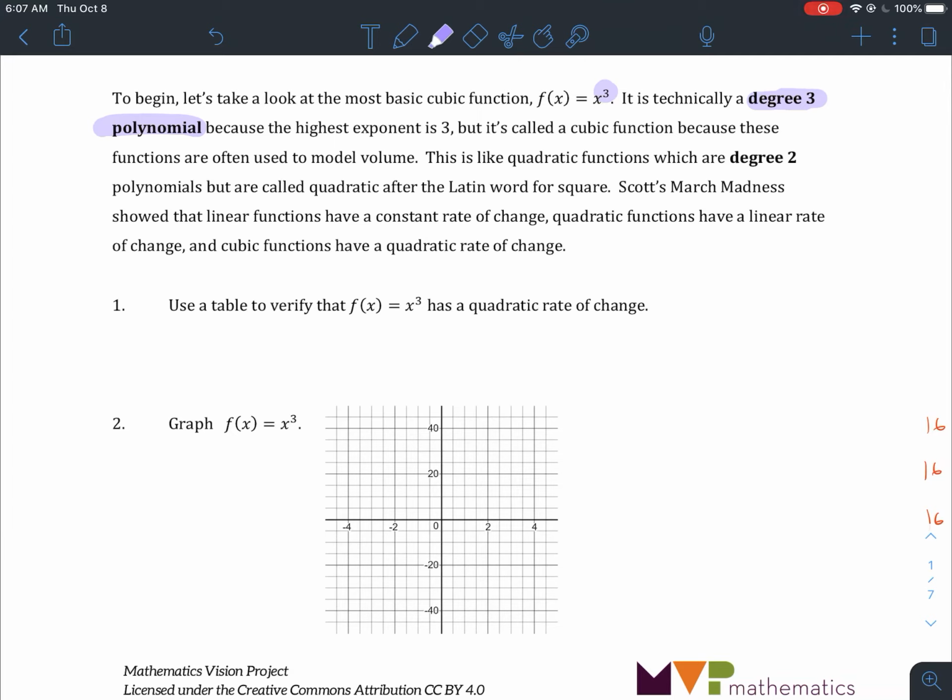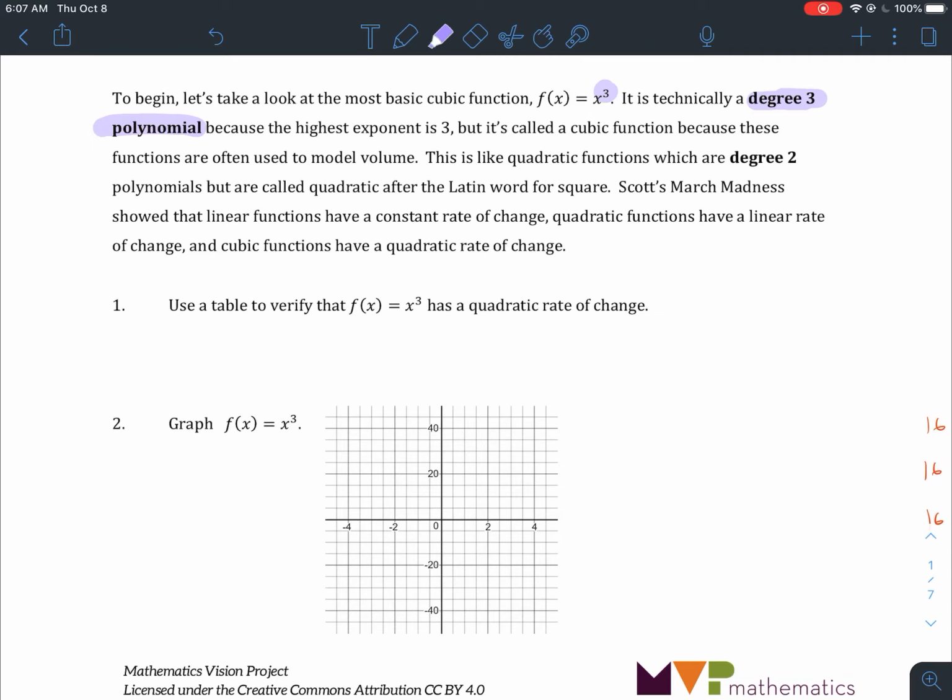But it's called a cubic function because these functions are often used to model volume. This is like quadratic functions, which are degree 2 polynomials, but they are quadratic after the Latin word for square. All right. So the takeaway there is we're going to explore what x cubed is, and it is known as a third degree polynomial.